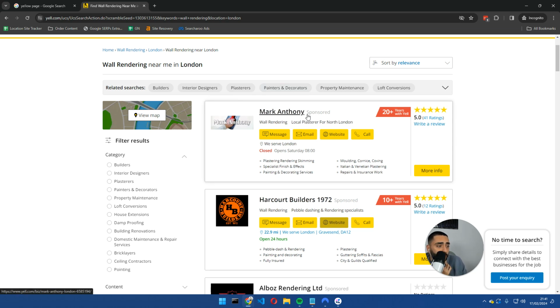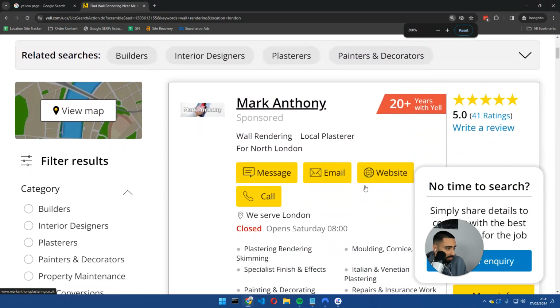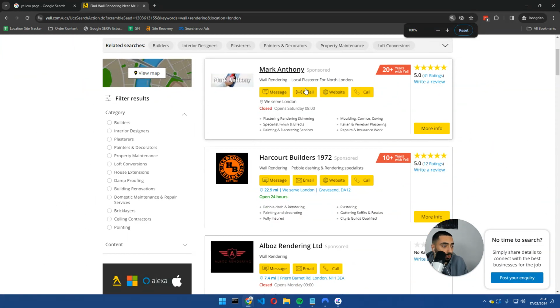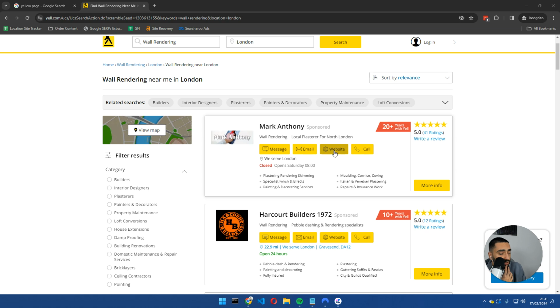So as you can see here, with these companies, Mark Anthony, if you look here, very light, it says sponsored, right? So for example, these guys, they're essentially paying Yell to get sponsored or to get placed higher up when somebody searches wall rendering. Now, a lot of these companies are paying anything from, let's say, £100 a month to potentially $5-6 grand a year, right? So anything from 100 to a few hundred, like 400 or 500 a month, to be positioned for this keyword.